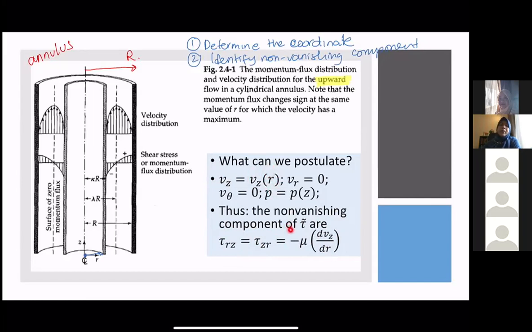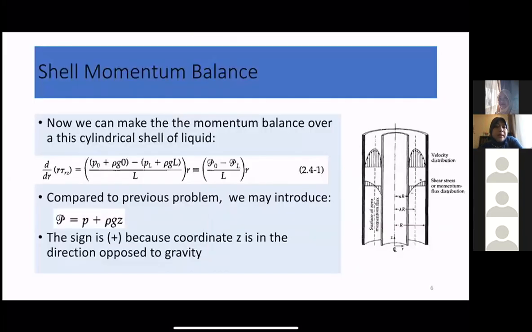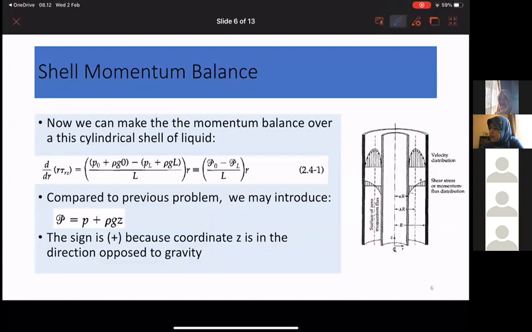Now, up to here, any questions, please? Is it quite clear? Okay, right. It is quite similar to the previous one, but I think the difference would be about the boundary condition. So we can also make the momentum balance over the cylindrical shell of liquid, and if we think about it, the shell that we make would be somewhere around here, a very, very thin line.